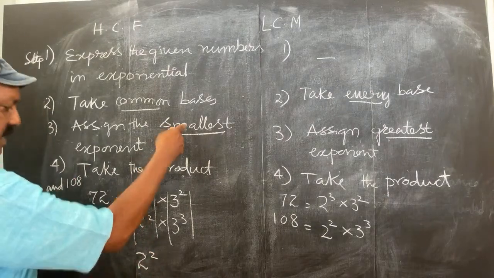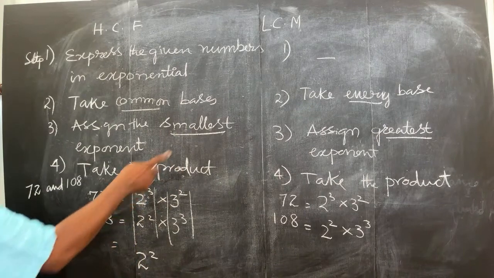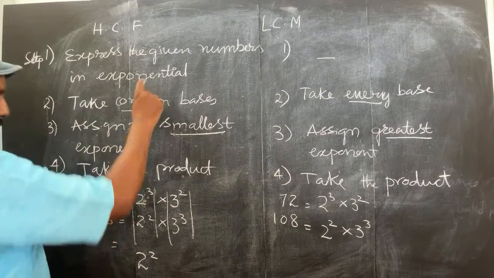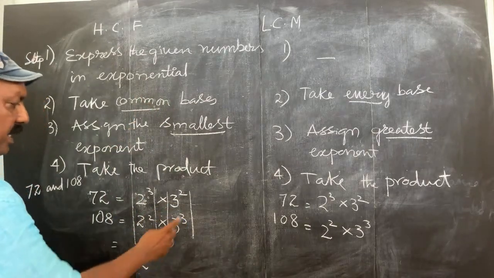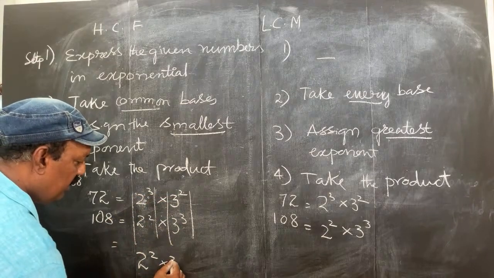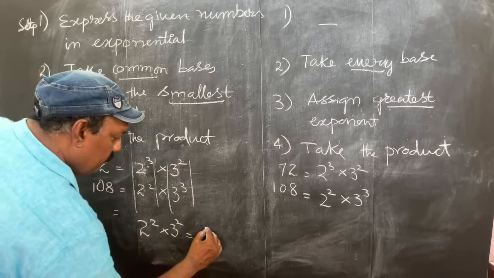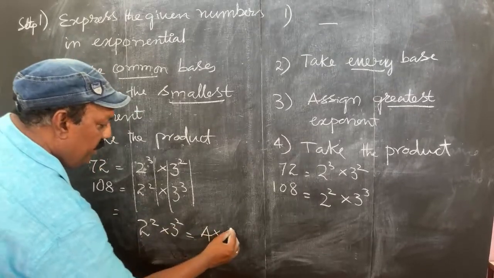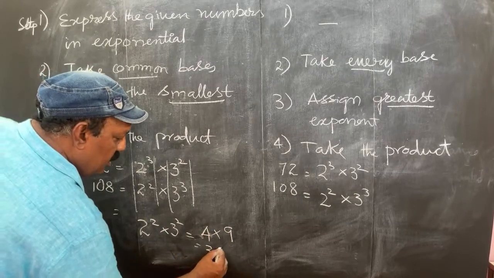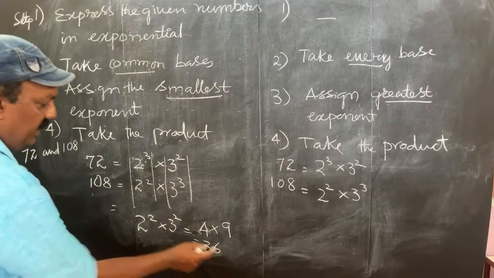It told us to take the smallest one, so take 2 square. We should not take 2 to the power of 3, because this is not the smallest; this is the biggest, this is the smallest. In the common bases, here also, we take the smallest. Smallest is 3 square, not 3 cube. So here 3 square. Now 2 square means 4, 3 square means 9. So 4 into 9 is 36.